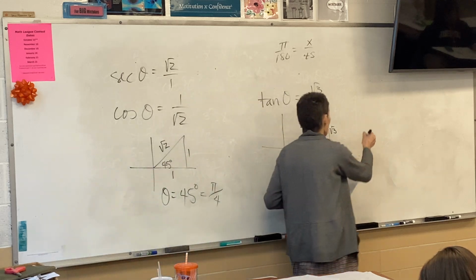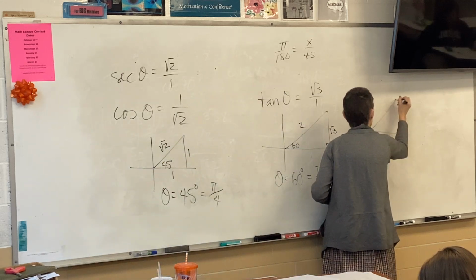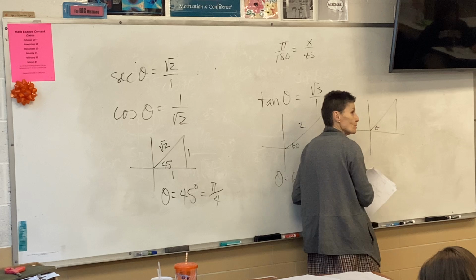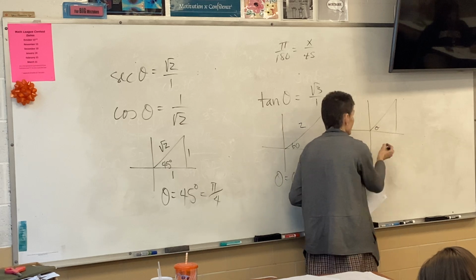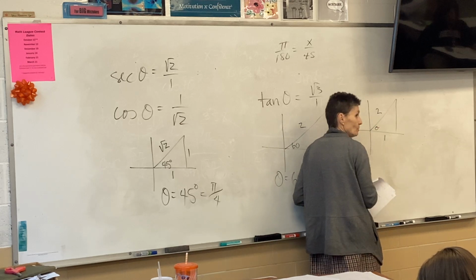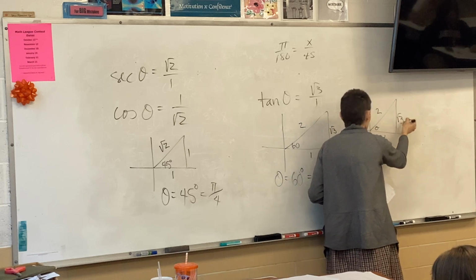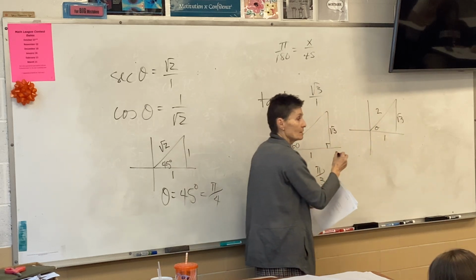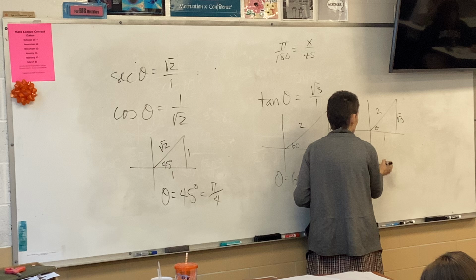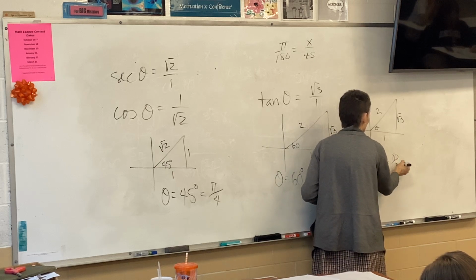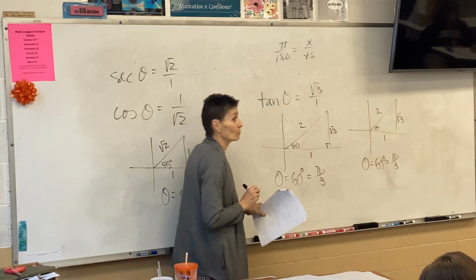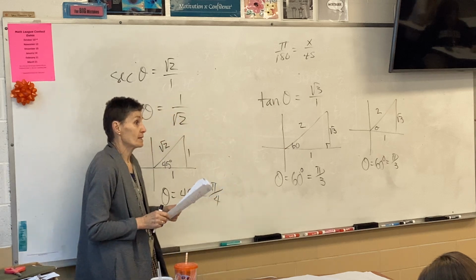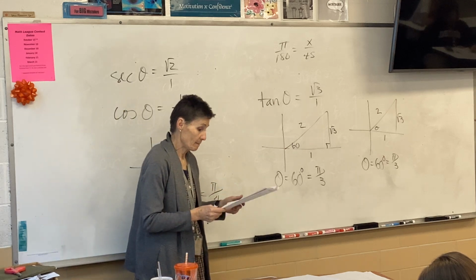All right, cosine equals 1/2. Cosine, so that's 1 and that's 2. And that's root 3. Oh, whoa, same triangle? Yeah. So the angle is 60 degrees, which is pi over 3. 30 is pi over 6. 180 is pi.